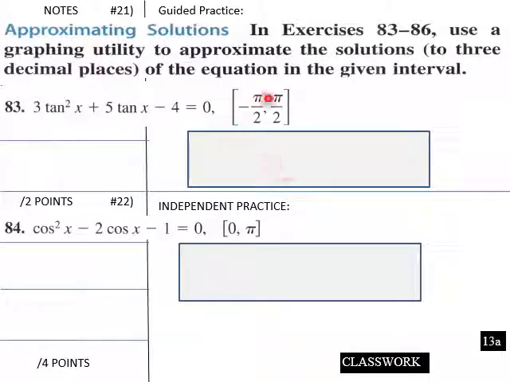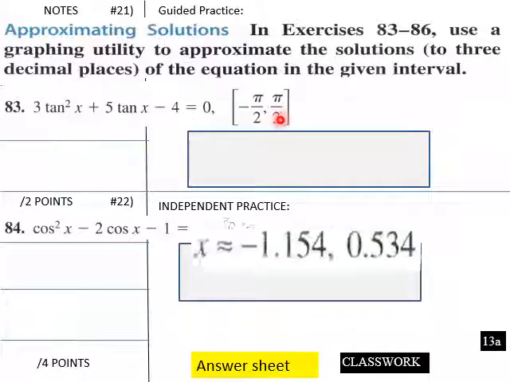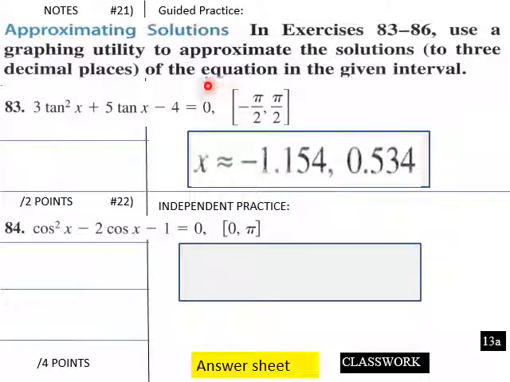So let's try one now, and keep your graphing calculator ready. 3 tan squared x plus 5 tan x minus 4 within this interval here of negative pi over 2, pi over 2. So when you use your graphing calculator, you should have x equals negative 1.154 and then 0.534 using your trace feature, and then down here cosine squared x minus 2 cosine x minus 1 in the interval of 0 to pi. You should come up with 1.998 for that one.